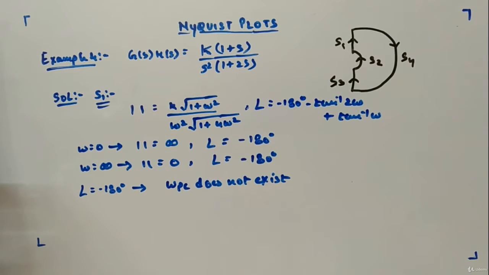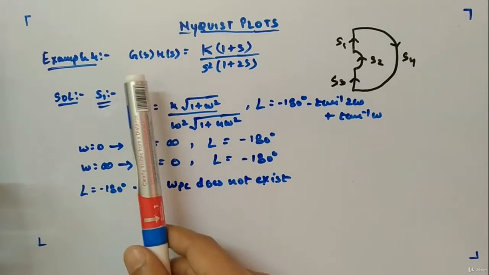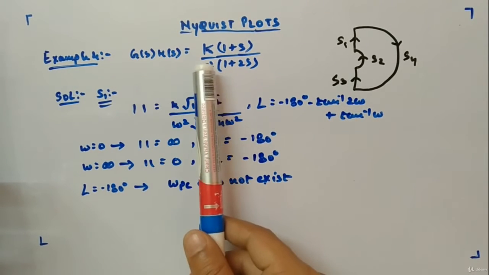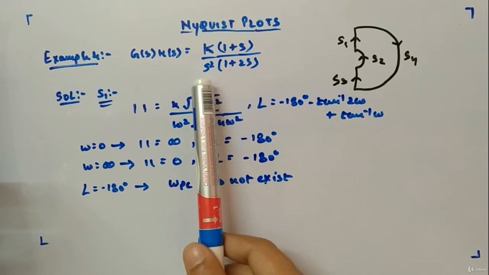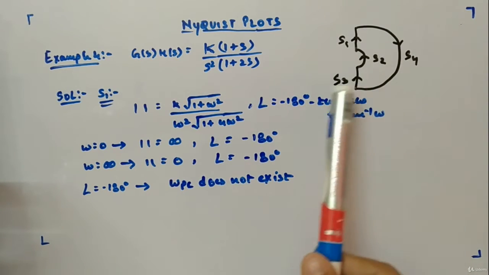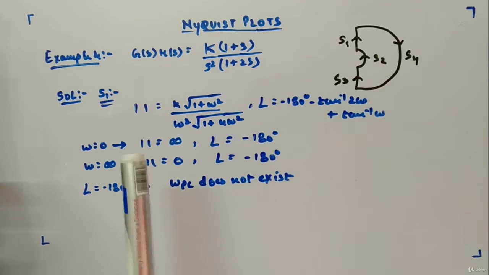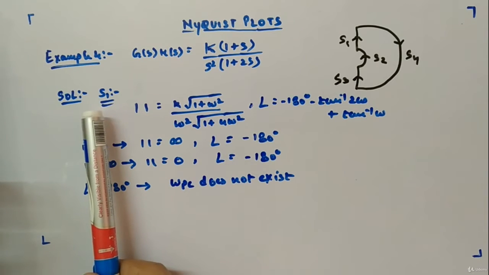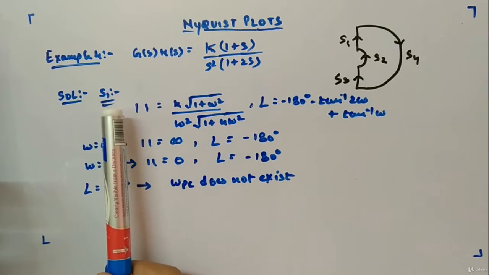Okay, let's see the next example. So it is G(s)H(s) equal to K(1+s) divided by s square (1+2s). This is the contour given: s1, s2, s3, s4, clockwise. First we will see s1, which means we will draw the polar plot.